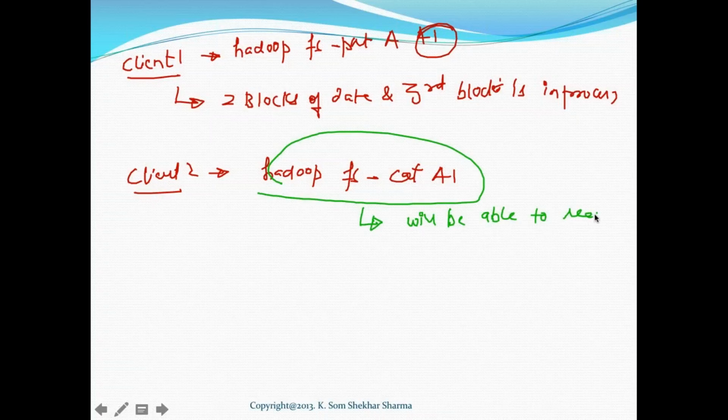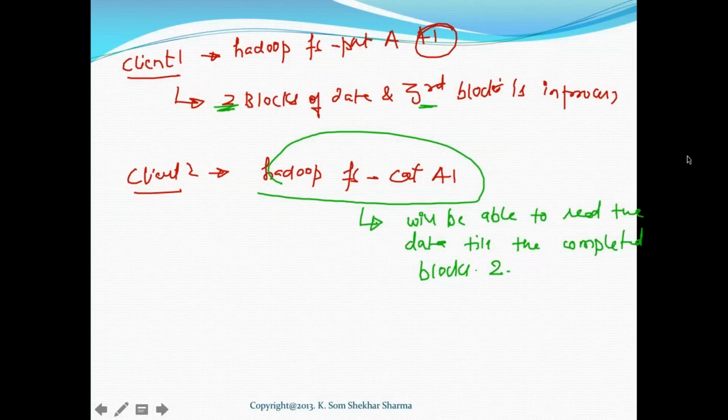So in this case, it will be able to read the data till two blocks of data, because the blocks of data are written independently. It will be able to read the two blocks. The third block, which is not completely written, will not be updated in the metadata anyway, so he will not be able to see it.